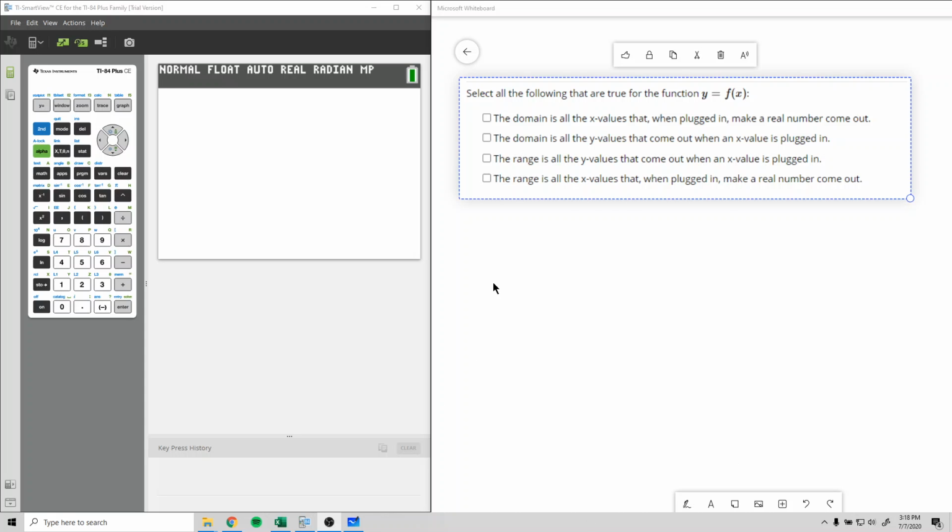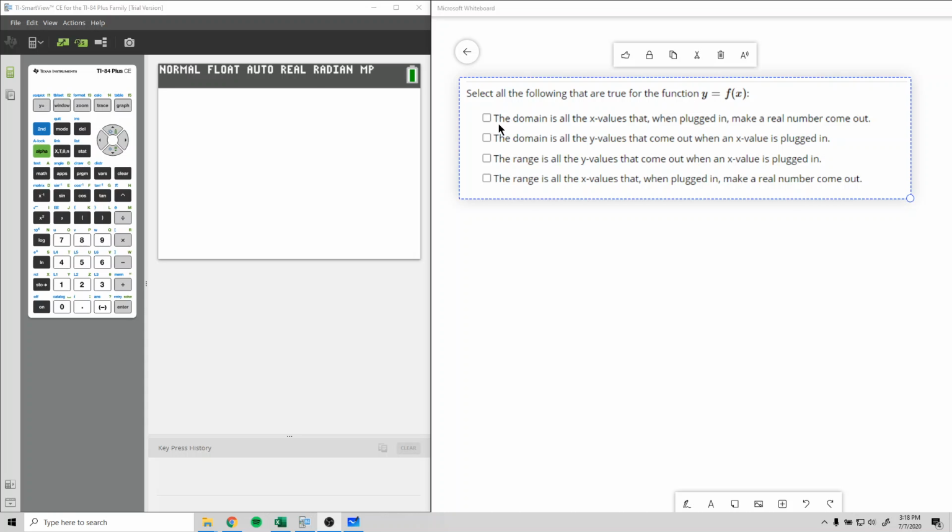This problem is just going over the introduction to the domain and range of a function. It says select all the following that are true for the function y equals f of x. Just got to go through and see which ones are true.